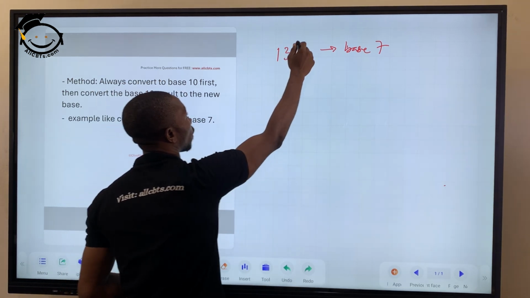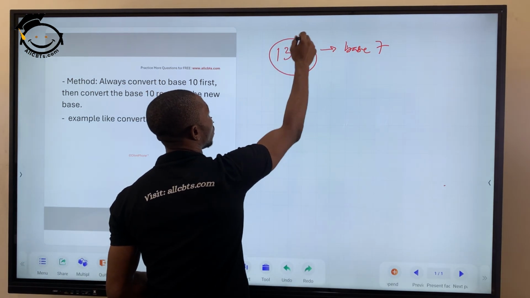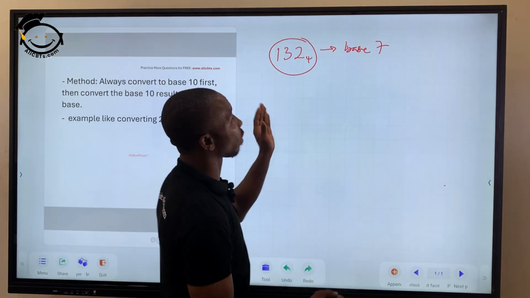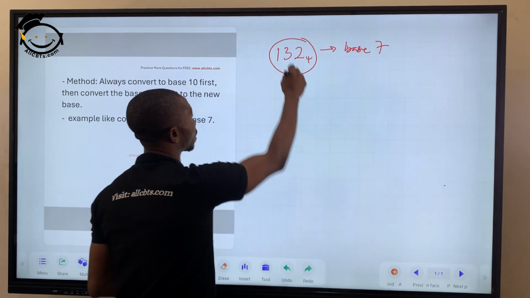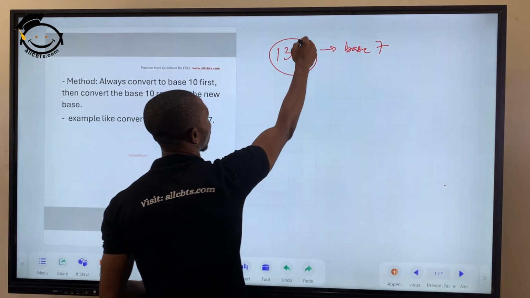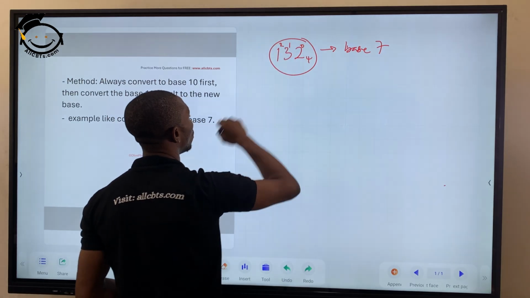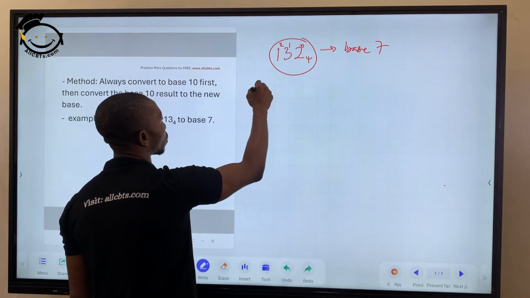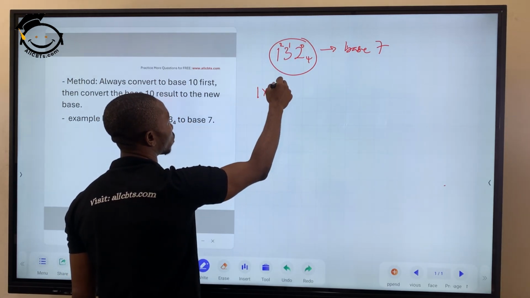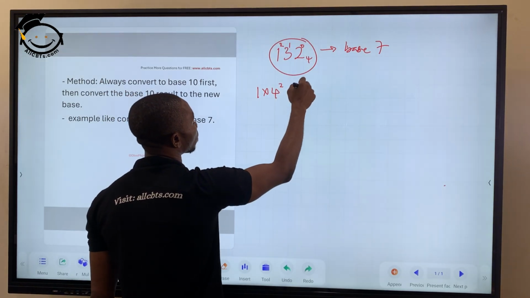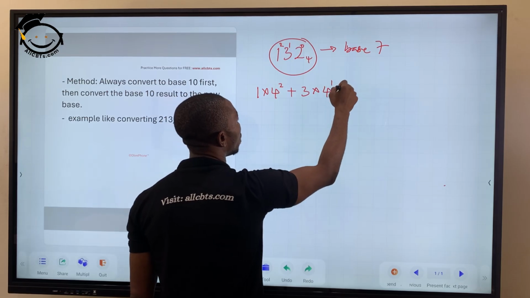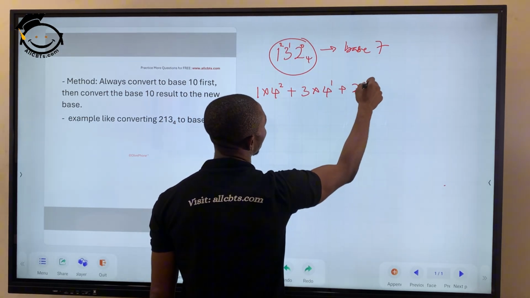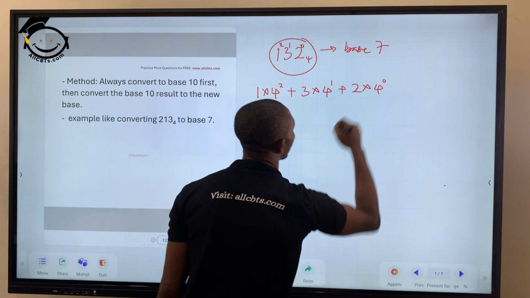If we have 132 base 4 converting to base 7, what we are going to do is first convert this to base 10. After converting to base 10, we will now convert to base 7. So let's convert this to base 10. The positions give us 0, 1, 2. So we have 1 times 4 raised to power 2, plus 3 times 4 raised to power 1, plus 2 times 4 raised to power 0.